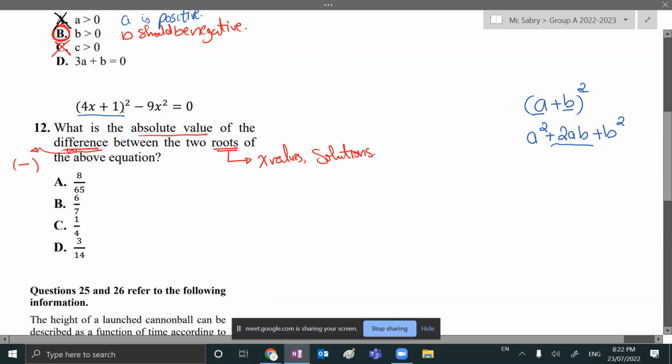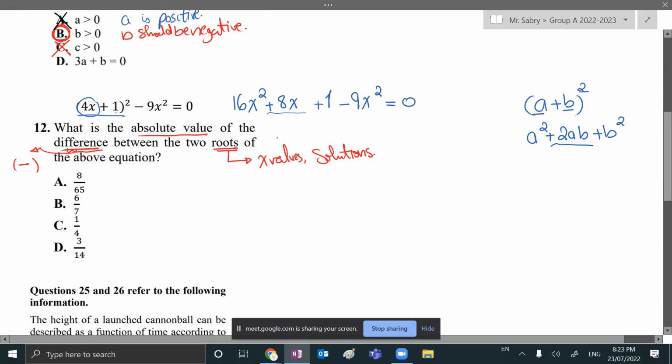I'll do exactly the same thing here. So I'll do 4x to the power of 2, which is 16x to the power of 2. Then I'll do 1 to the power of 2, so I'll leave some space and then 1 to the power of 2, which is 1. In the middle I'll do 4x times 1 times 2, which is 8x. All of this is then minus 9x to the power of 2, all equal to 0.